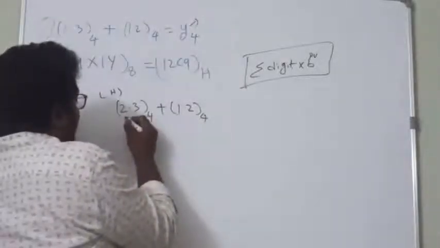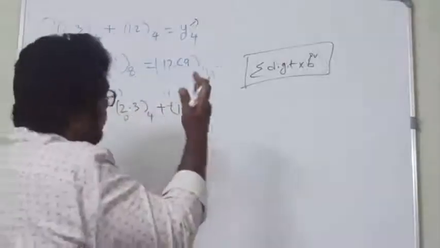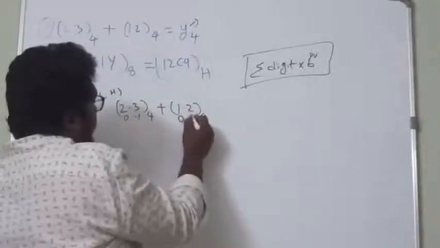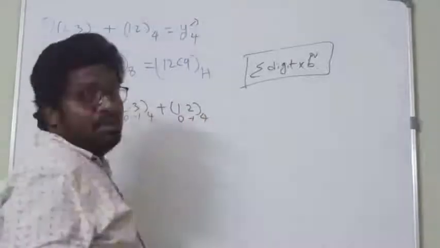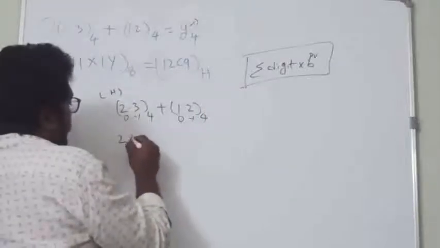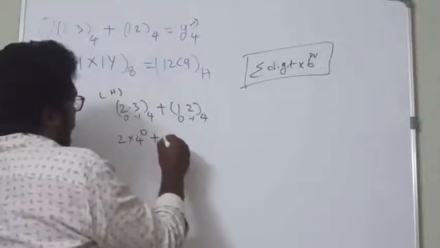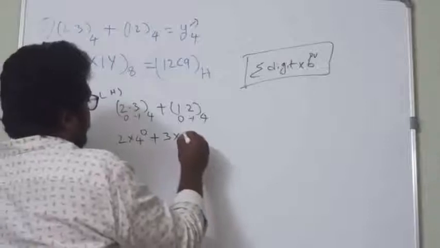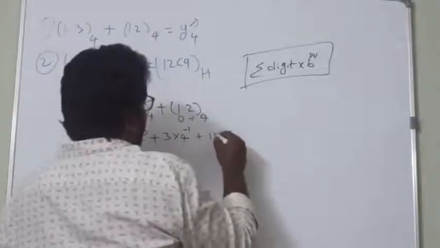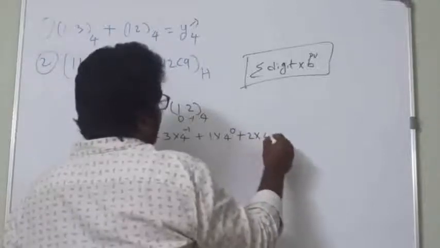For this, the place value for 2 is 0, and for the numbers after the decimal point, we will be giving negative values, that is -1, and for 1 it is 0, and for 2 it is -1. So now we are substituting these values in that formula, that is 2 into 4 power 0 plus 3 into 4 power -1 plus 1 into 4 power 0 plus 2 into 4 power -1.